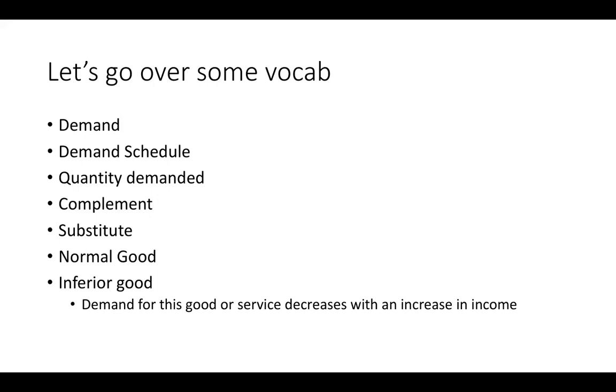My favorite example of an inferior good is ramen noodles, like the cup of noodles. When I was in undergrad, that was a cheap, easy, quick meal that I could make. As my income has changed over the years, now I may not demand ramen noodles as much. So my demand for that has decreased as I saw an increase in income. That is an example of an inferior good.